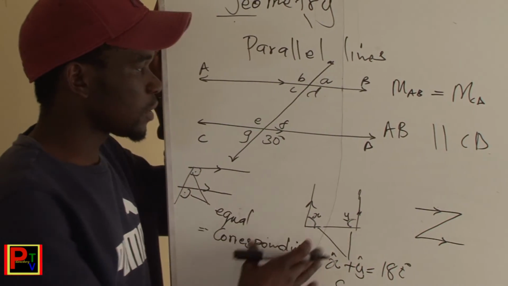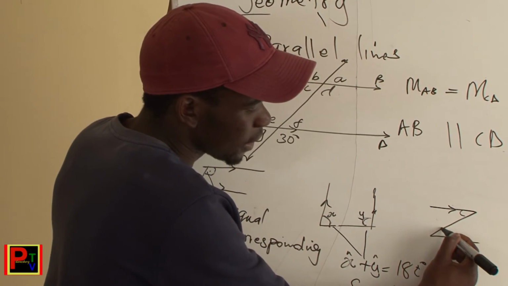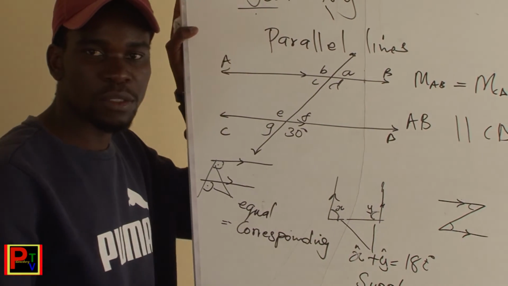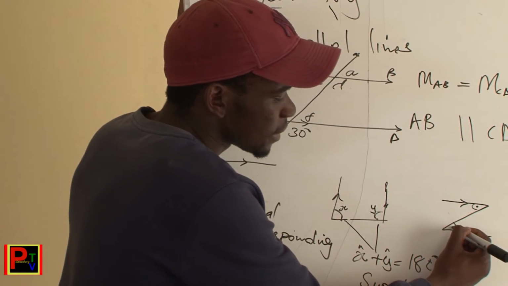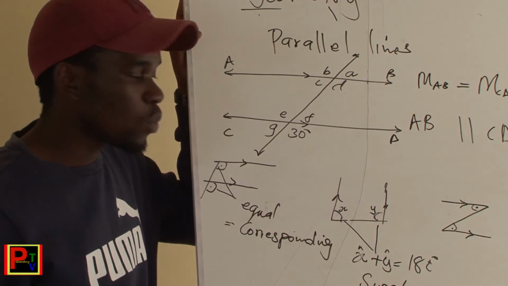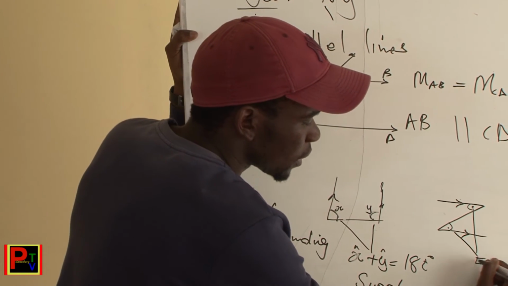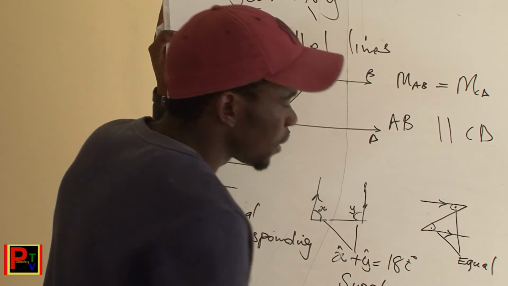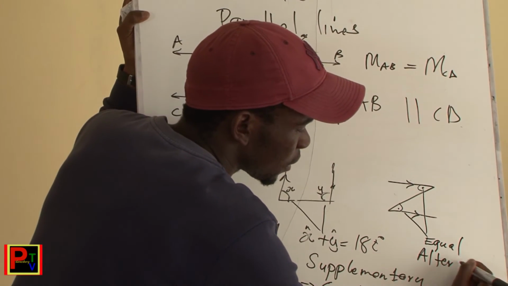Now, if you come across the Z shape, just know that this angle and this angle become our priority. We'll only focus on those two angles. Now, this angle and this angle, we say that they are equal. So this angle will be equal to that one. And the reason for that is they are alternating.